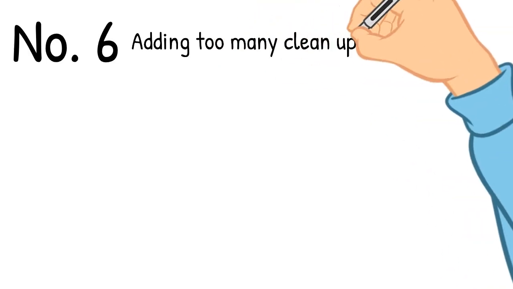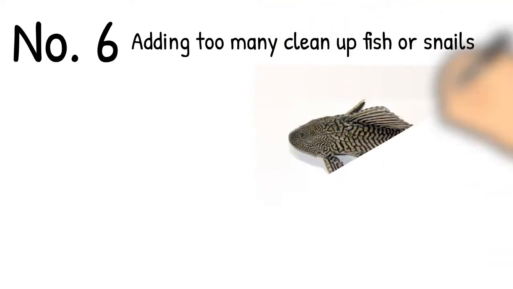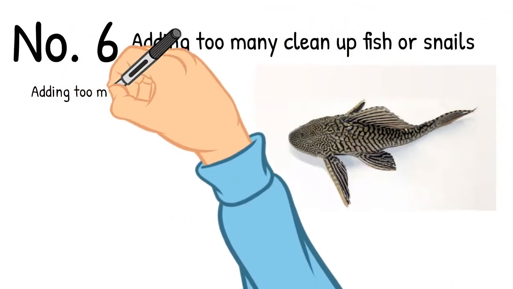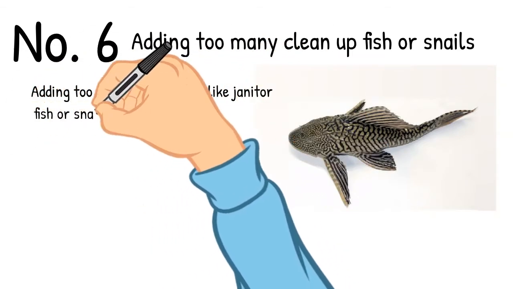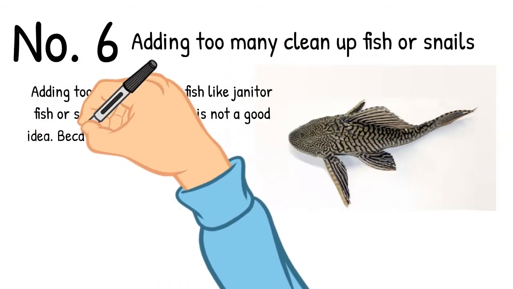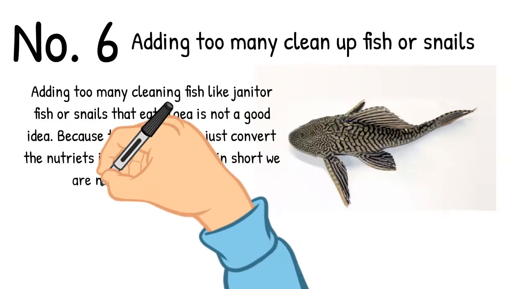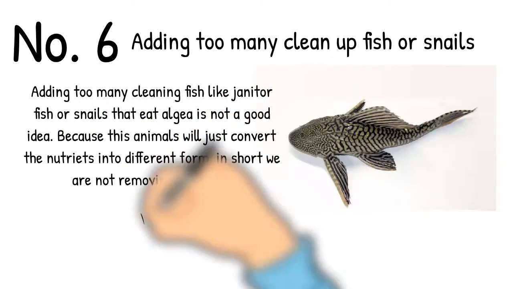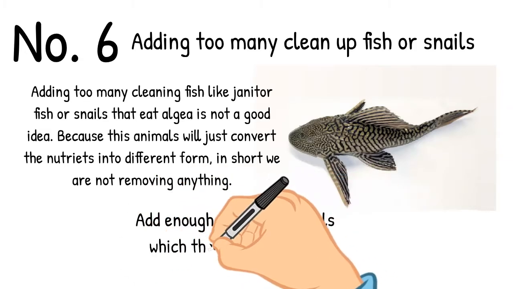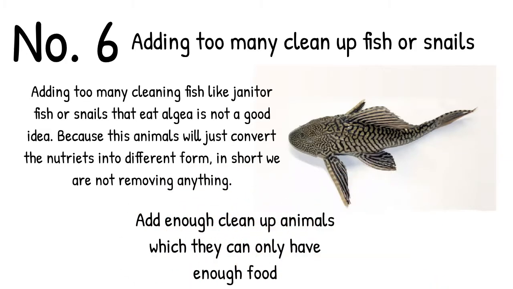Number 6. Adding too many clean-up fish or snails. Adding too many clean-up fish like janitor fish or snails that eat algae is not a good idea, because these animals will just convert the nutrients to a different form. In short, we're not removing anything. Add enough clean-up animals that can only have enough food.